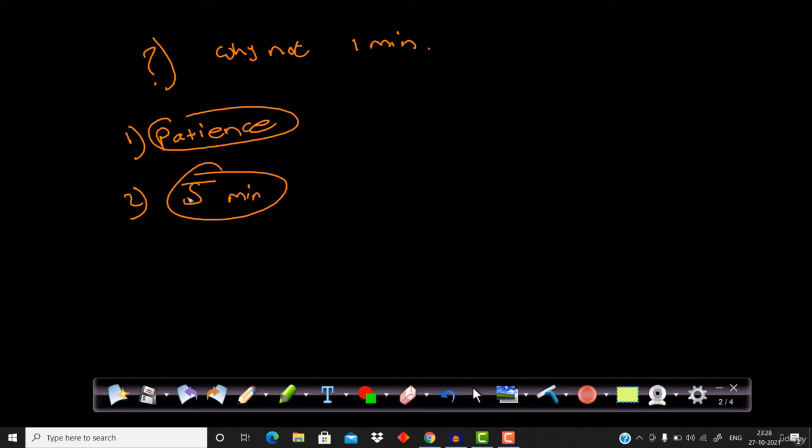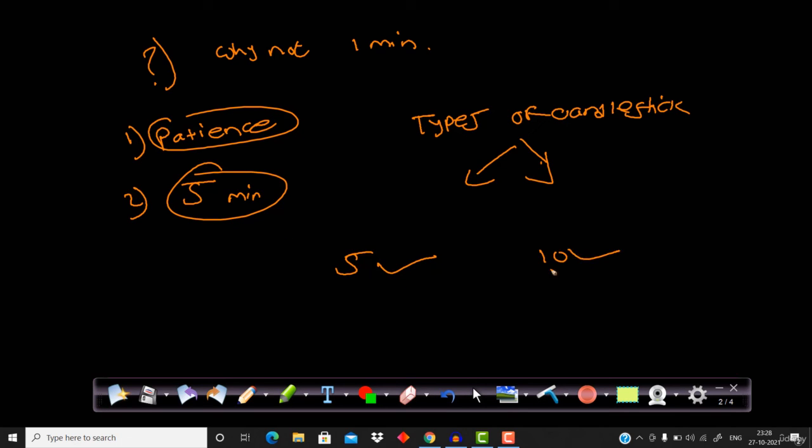As well as in the next videos, we are going to discuss types of candlesticks. In this chapter, there are multiple types and patterns of candlesticks, and some of the patterns work best in 5 minutes, some patterns work best in 10 minutes, some patterns work best in 15 minutes. That we are showing in the next videos.